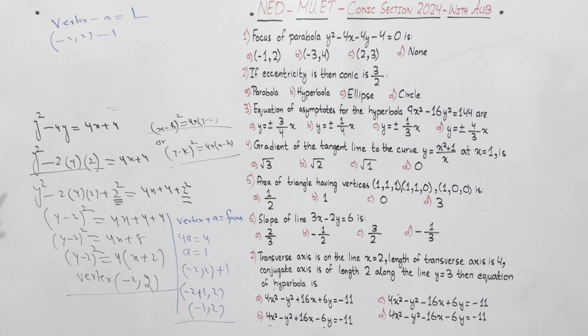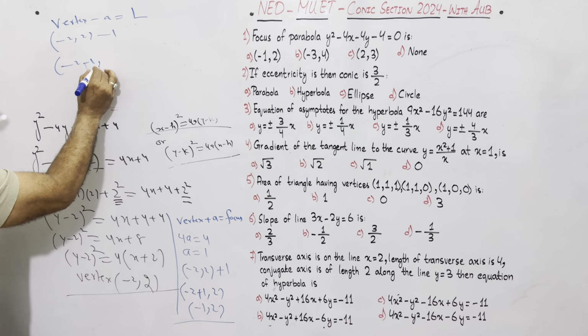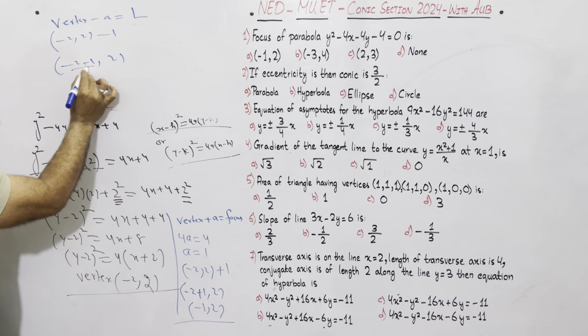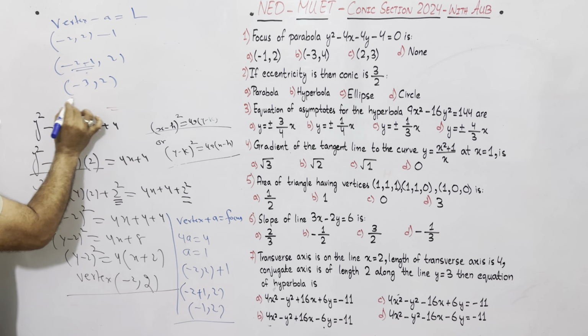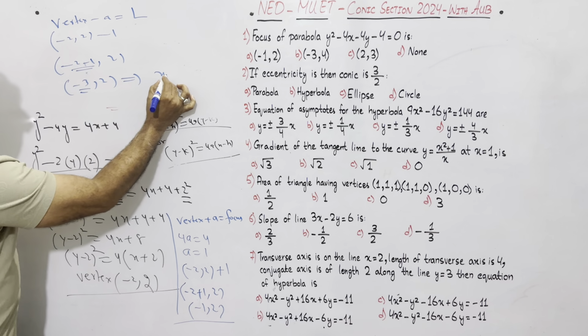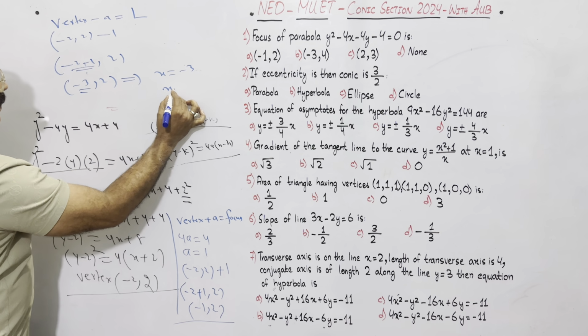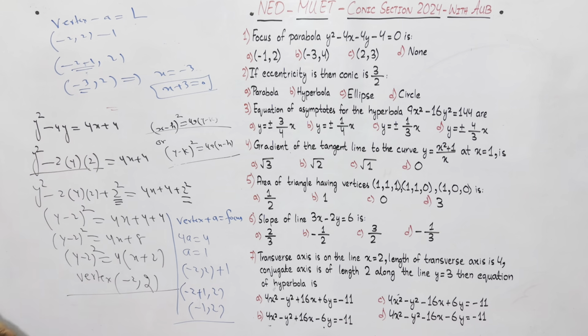Same question. Square in y, we have to subtract in x. It will become minus 2 minus 1 comma 2. That is our directrix. So it is minus 3 comma 2. Writing in equation form, this is our directrix. x is equal to minus 3, or one can write x plus 3 is equal to 0 is our directrix.